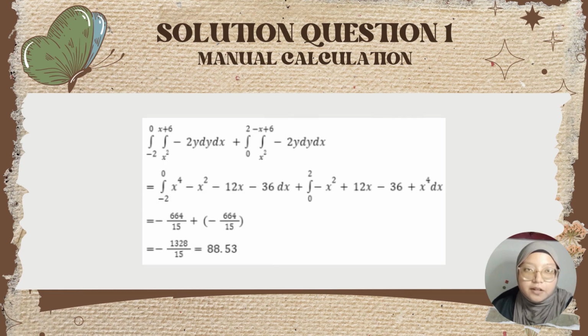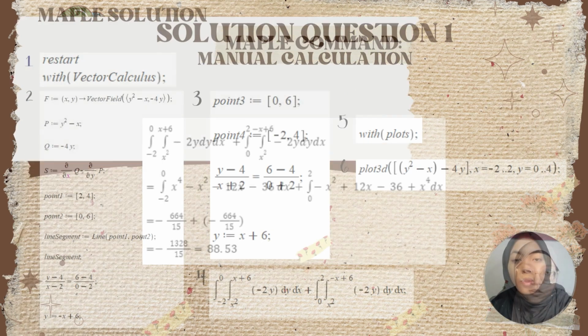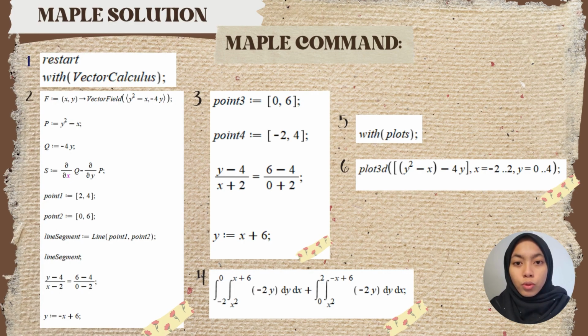Then we substitute the values into the formula and integrate the inner term first, which is dy. Then we integrate with respect to dx. Making the usual integration, we get the answer negative 1328 over 15, and we know area cannot be negative. So for the final answer, we change it into a decimal, which is 88.53.